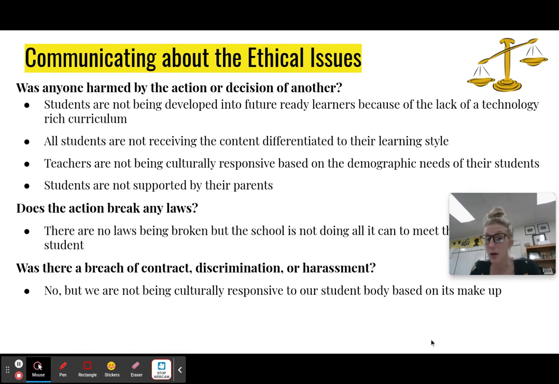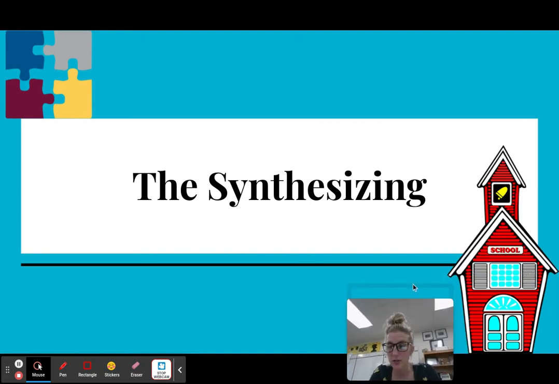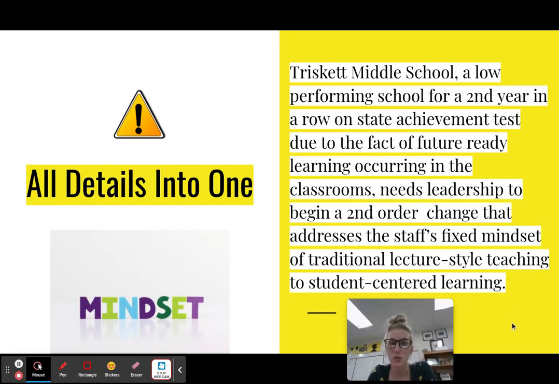No, but we're not being culturally responsive, which could be seen as being discriminating and not accepting all cultures based on our student makeup. The synthesizing of the facts, so putting it all together. So all the details into one. Triscuit Middle School is a low-performing school for a second year in a row on state achievement tests due to the fact of future-ready learning not occurring in the classrooms. They need leadership to begin a second-order change that addresses the staff's fixed mindset of traditional lecture-style teaching to student-centered learning. So a big mindset shift and second-order change is about to occur.